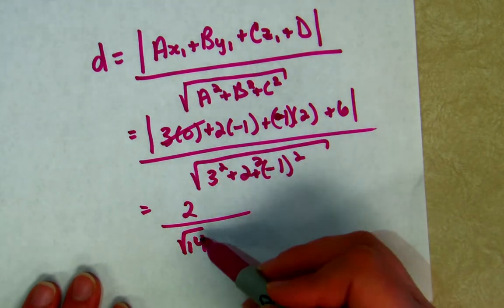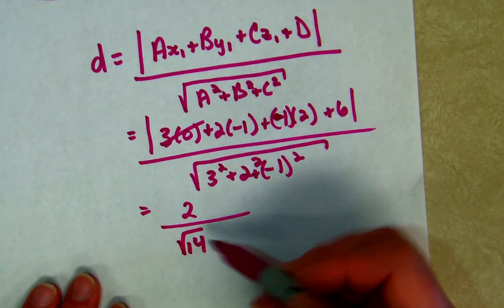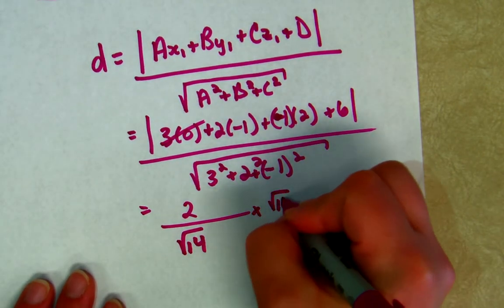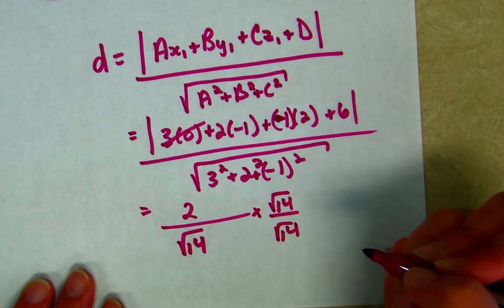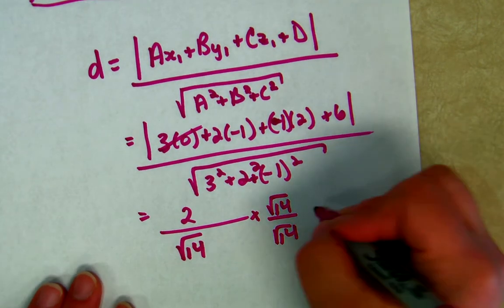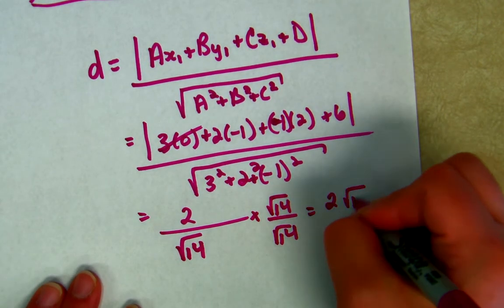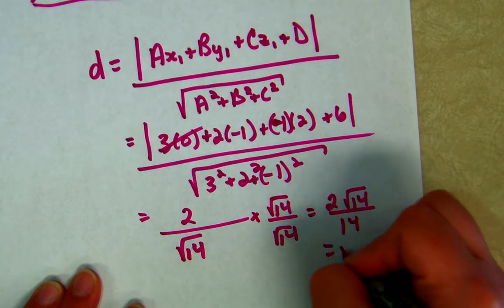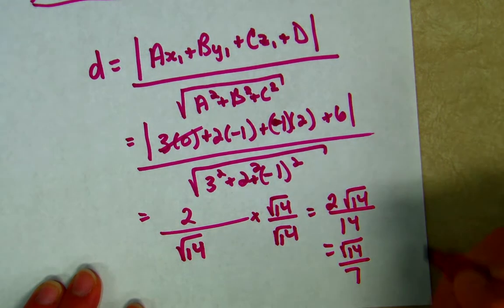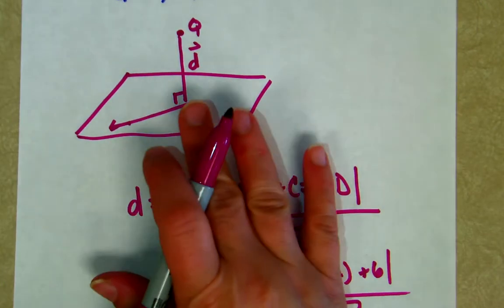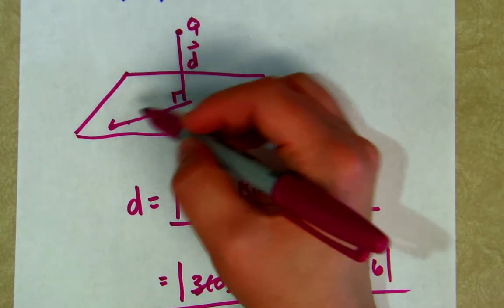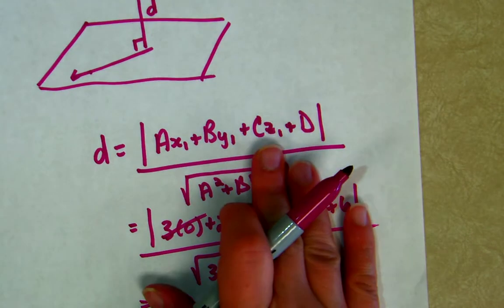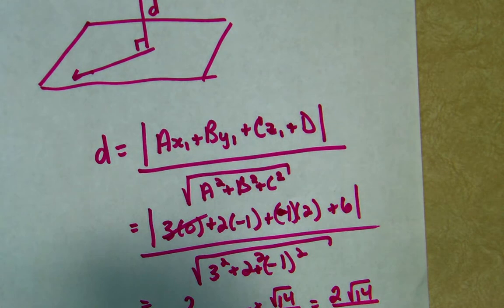So when I do the top, I end up with 2. When I do the bottom, I end up with root 14. You're not allowed to leave roots on the bottom, so I multiply by 1, which is root 14 over root 14, which gives me 2 root 14 over 14, or root 14 over 7. So the development for this formula is very similar to the development I did before. We use projections, but from here, we're just going to use that formula to find distance from a point to a plane.